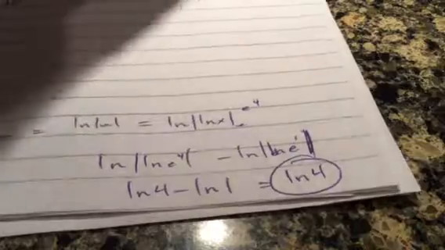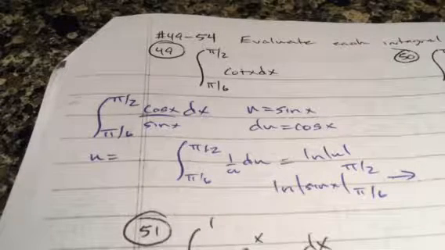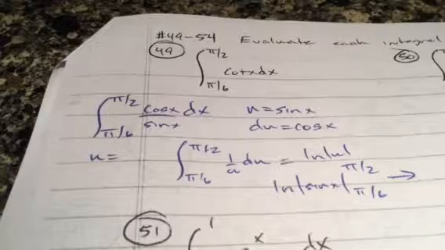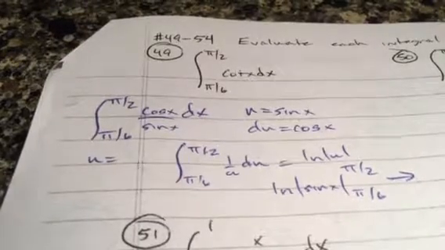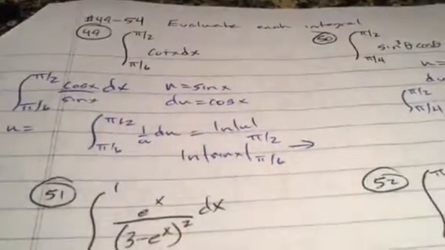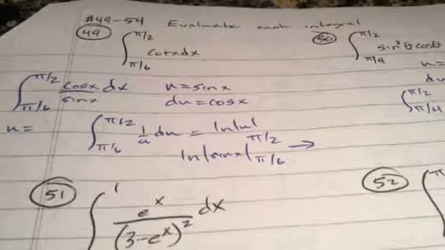Natural log 4. Relatively okay answer. All right, then a few more here, folks. We kind of did this one earlier. This is just u substitution. Cotangent is cosine over sine. All right, you're going to get natural log u, so this is going to be natural log of sine x. Then plug in pi halves, plug in pi 6.